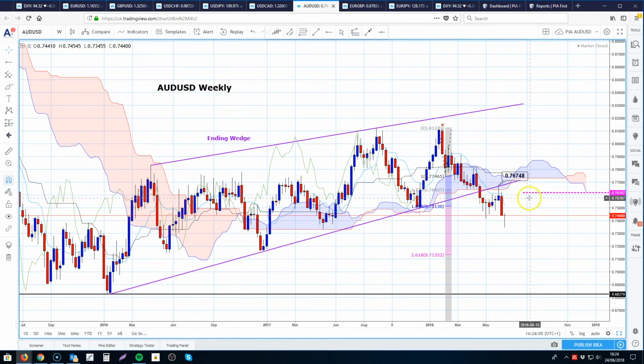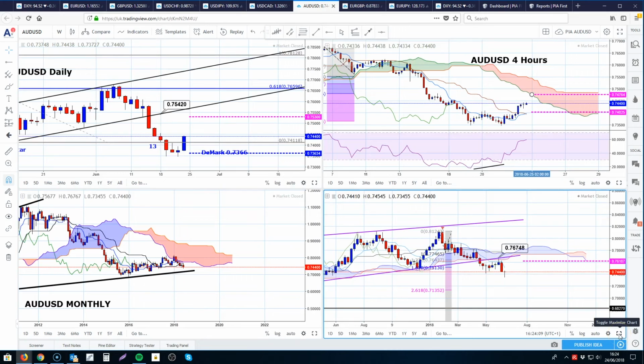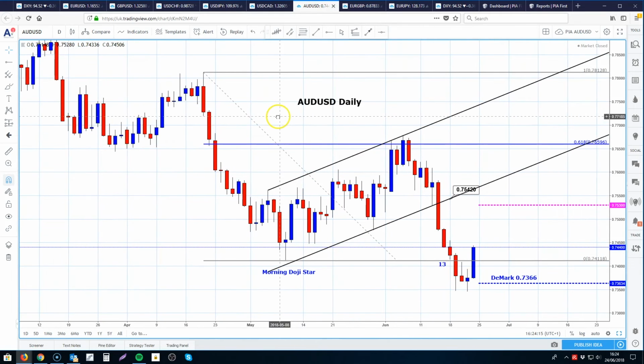We did note a couple of weeks ago 76.19 was our bespoke resistance, and then we noted this reverse trendline resistance at 76.75. But we really need to break down into shorter time frames to find out what's going on in this currency pair.